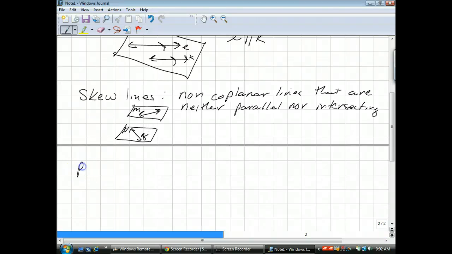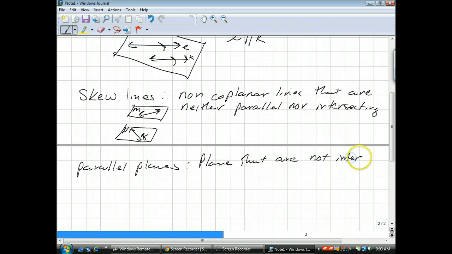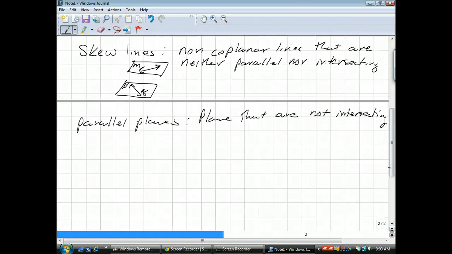Then we also have the idea of parallel planes, which are planes that are not intersecting. So all planes are either parallel or intersecting. That's the only two things that can happen with planes. They either have to be parallel to each other or at some point they're going to intersect.